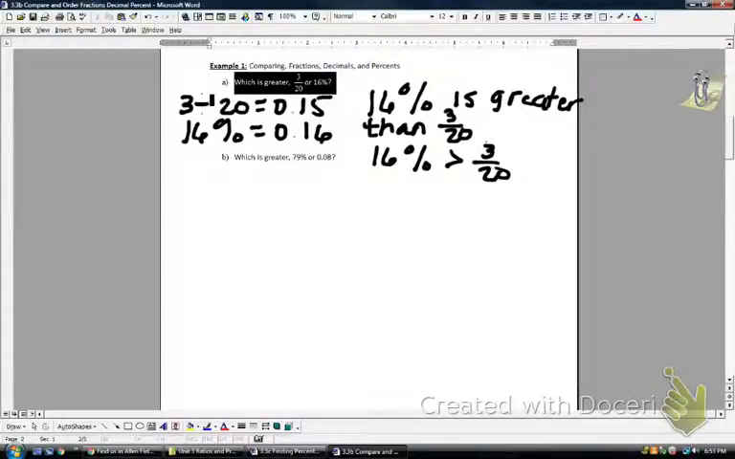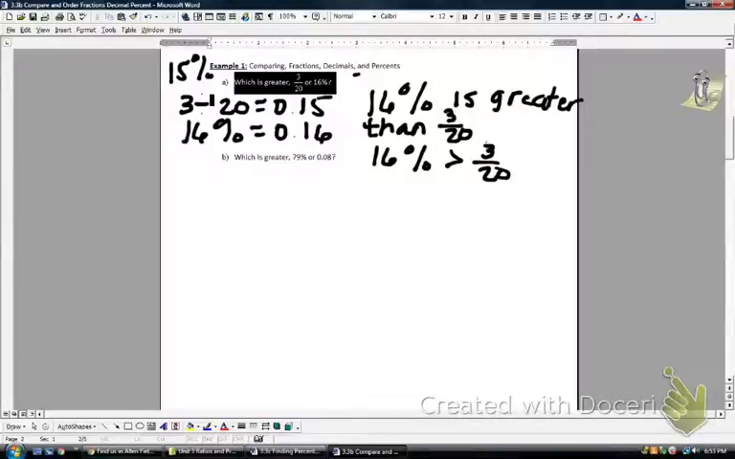If you want to do percentages, the 16% is already in a percent. So when you did 3 divided by 20 on your calculator, then you could go ahead and multiply that by 100, and that would be 15%. So either way, it does not matter. Converting in this particular problem to percents might have saved you an extra step.